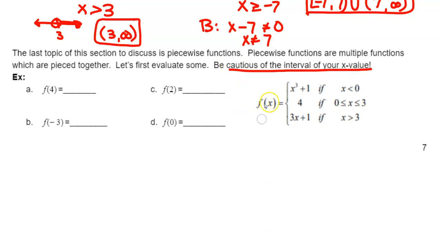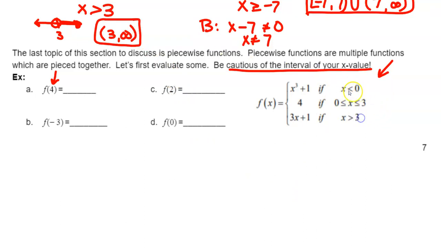So this is what looks like a piecewise function over here. Okay, I've got multiple functions. I've got my x cubed plus 1, I've got 4, and I've got 3x plus 1. Those are the rules for these x values. So you're not evaluating 3 functions at the same time, all the time. You only have to evaluate one function, and that one function corresponds to where this x value is that we're being asked of.